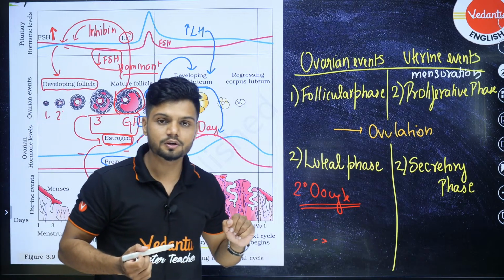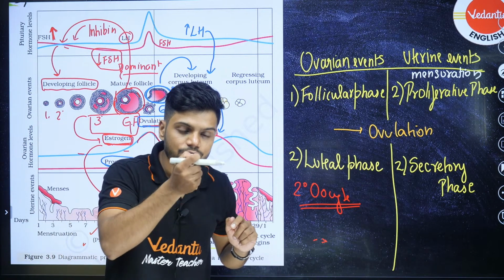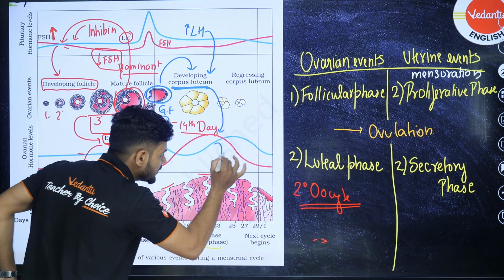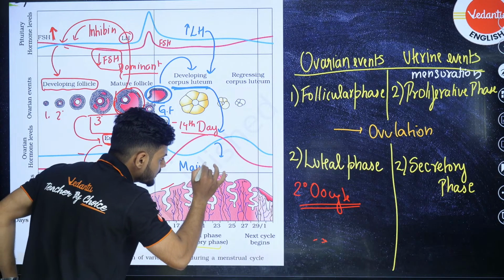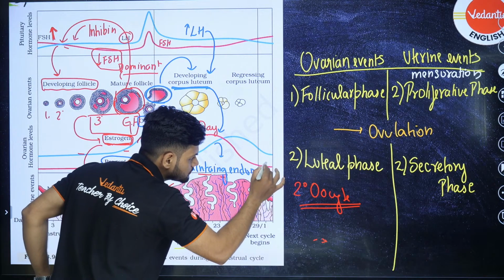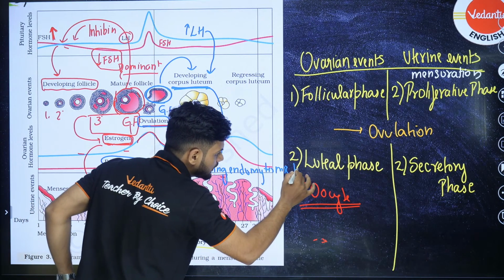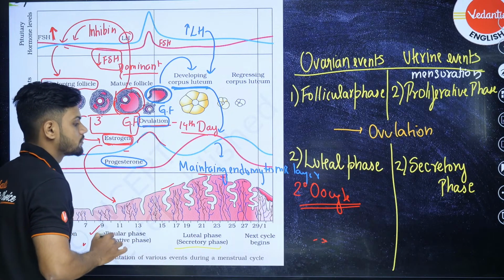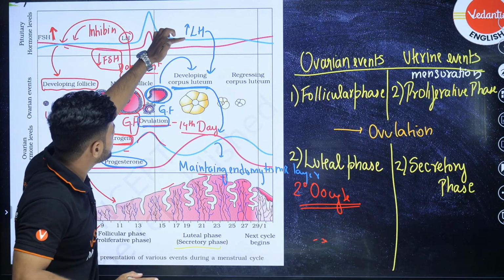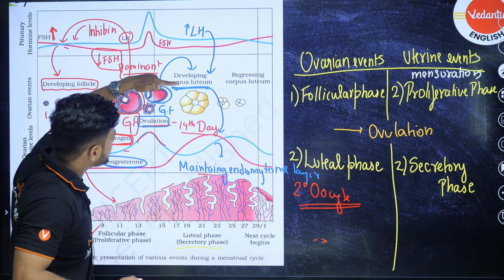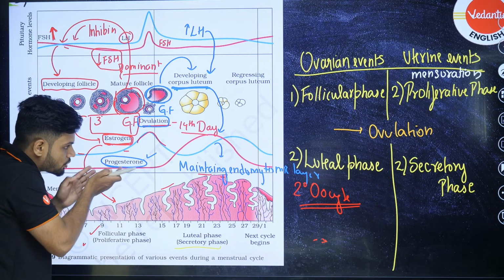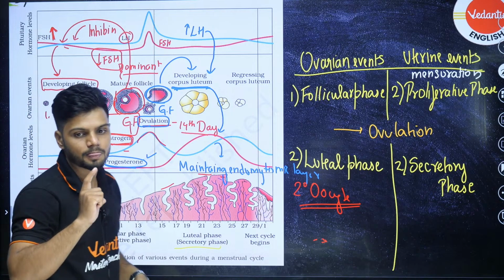What is the function of progesterone now? The main function of progesterone is to maintain the endometrium layer here. So, I'll repeat again, students. Increase in level of LH here, LH is maintaining corpus luteum, corpus luteum is producing progesterone. Progesterone is maintaining the endometrium layer.